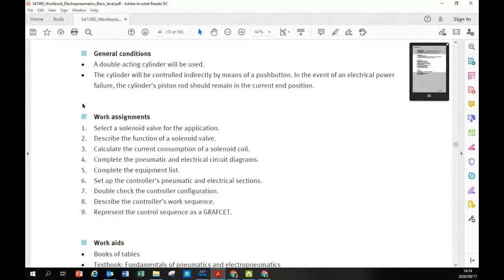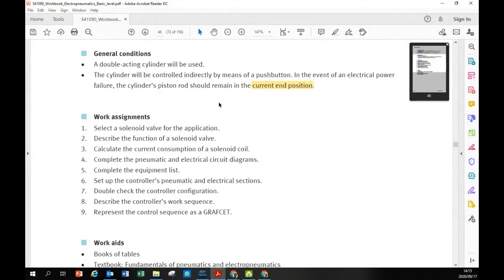In the event of electrical power failure, the cylinder rod should remain in the current end position. Somebody might not understand this statement that says current end position. It doesn't matter where: if it's on its advanced end position, it must remain there. If it's on the retracted end position, it must remain there. So this is some sort of latching mechanism. The system can latch. I'll show you how.